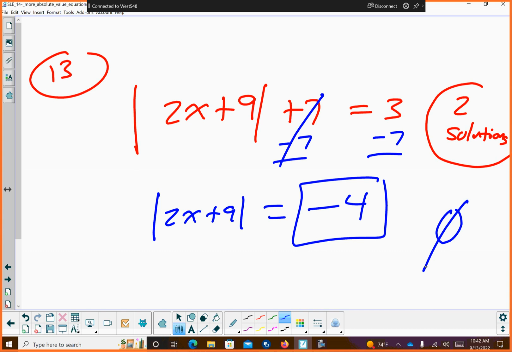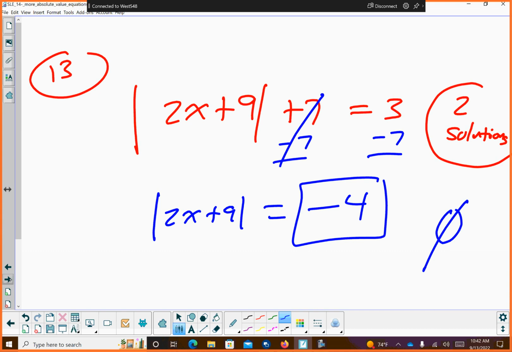Okay? So once the absolute value sign is all by itself, I'm on page 43. Once the absolute value sign is all by itself, if it is equal to a negative number, you can stop work there and say no solution.